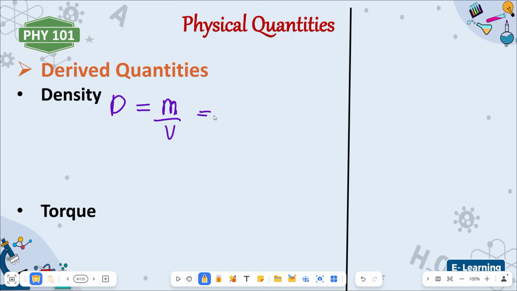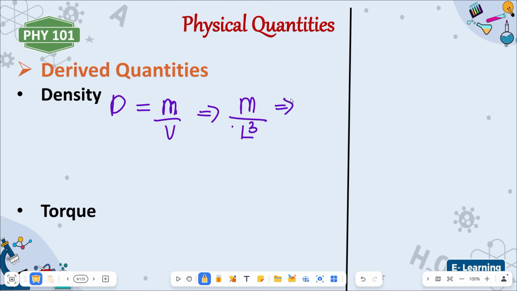All right. Mass is what? M. Volume is what? We said L to the power of 3. All right. That's volume. Length times length times length. That's L raised to the power of 3.